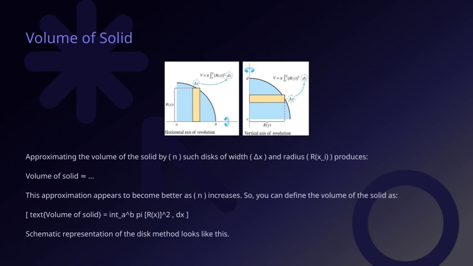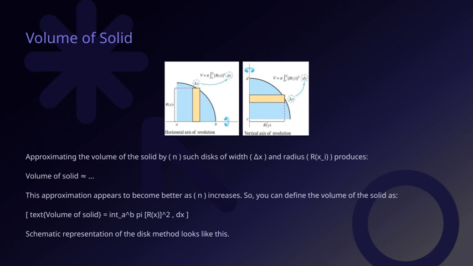As we increase the number of disks, which we denote as n, our approximation gets more and more accurate. Think of it like adding more slices to a pie. You get a finer, more precise representation of the shape. So, we can define the volume of the solid as the limit of these sums as n approaches infinity, which leads us to the integral formula.